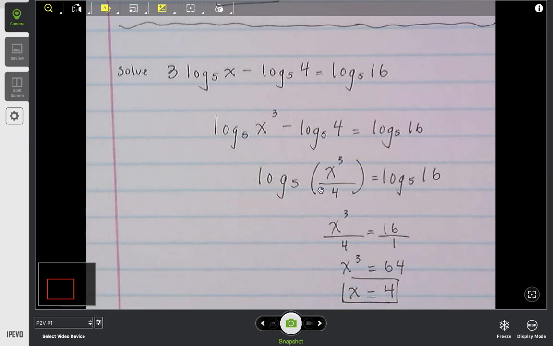From the second to the third line, I'm recognizing that this subtraction sign indicates that this was originally log base 5 of x to the third divided by 4. And finally, once I see that the bases are the same, I don't even need to write those bases. I simply write that x cubed over 4 is equal to 16. And finding the cube root of both sides reveals that x is 4.